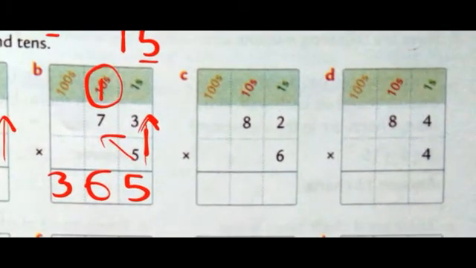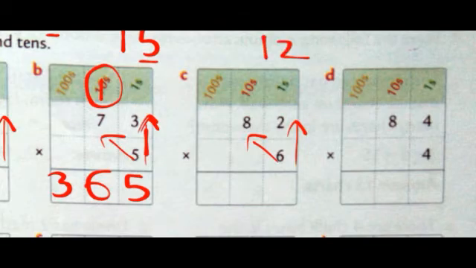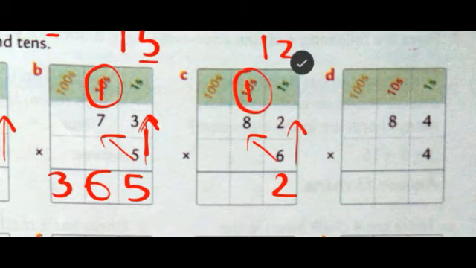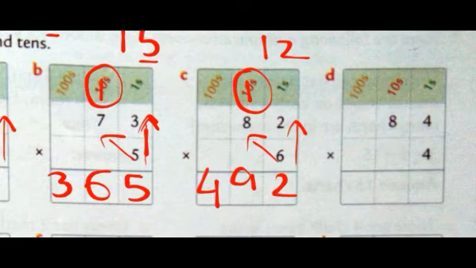This one. Now first we will multiply 6 with 2 and then 6 with 8. So what is 6 twos are? 6 twos are is 12. So 12 we have to regroup into ones and tens. 2 will be written in the ones column and this 1 will go carry to the tens column. Now what is 6 eights are? 6 eights are 48 plus 1, 49. Okay.